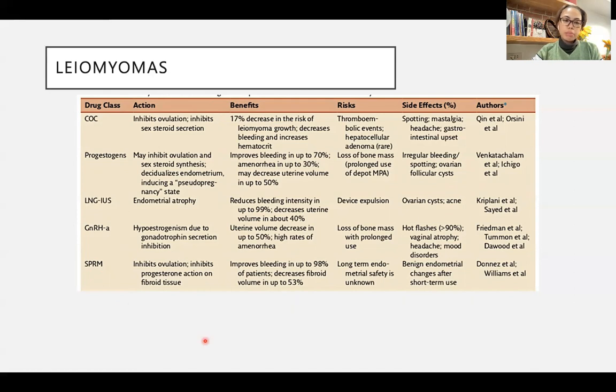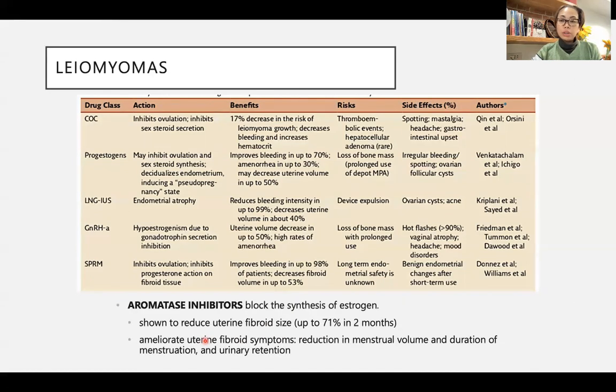Also, another is the aromatase inhibitor. As you can see in the process down below, aromatization plays a very significant role. So we can give an aromatase inhibitor to block the synthesis of estrogen. If ulipristal acetate is for progesterone, the aromatase inhibitor is for the synthesis of estrogen. That is shown to reduce uterine fibroid size up to 71% in just 2 months. It also ameliorates uterine fibroid symptoms, with reduction in menstrual volume, duration of menstruation, and urinary retention.